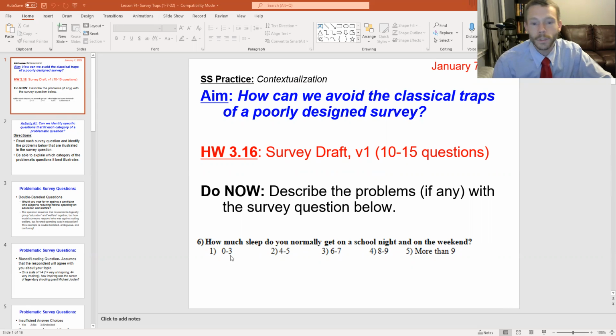So better answer choices might be less than 4 hours, 4 to 5 hours, 6 to 7 hours, 8 to 9, more than 9. And then that would allow the respondent to really be able to talk about how many hours they're actually getting. And a much smarter way to phrase the question in the first place, if you don't want to write hours for every answer choice, is how many hours of sleep do you get on a typical weeknight? Or how many hours of sleep do you get on a typical weekend?